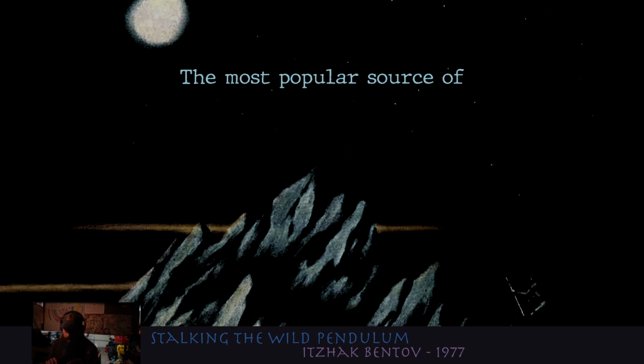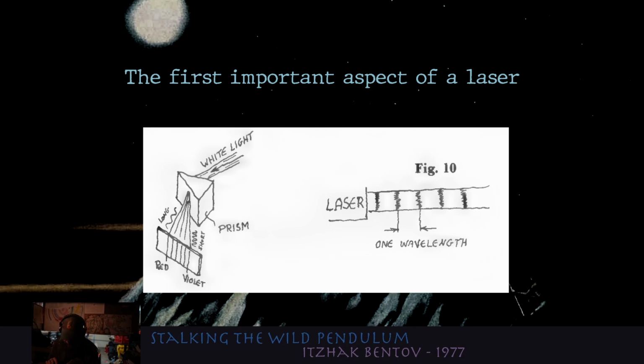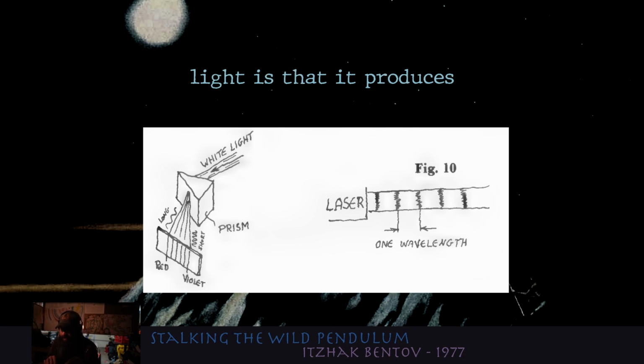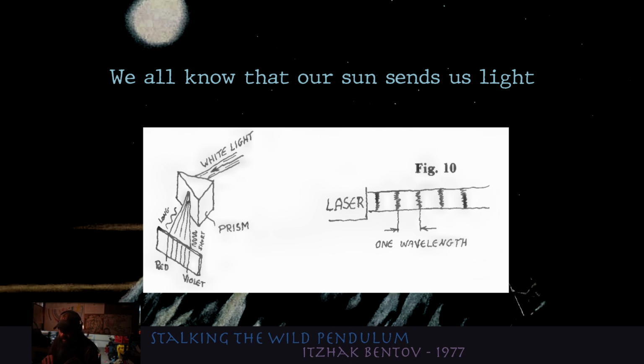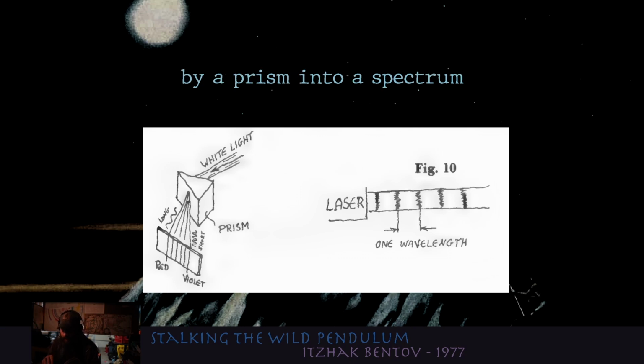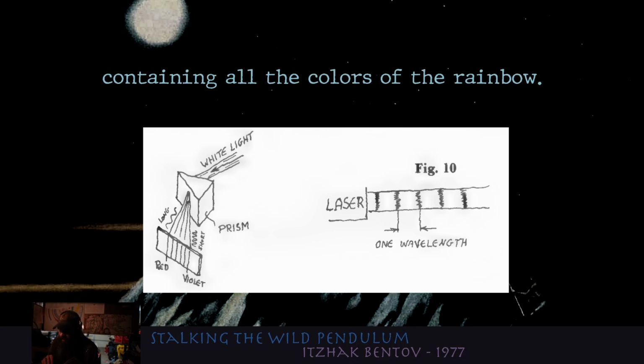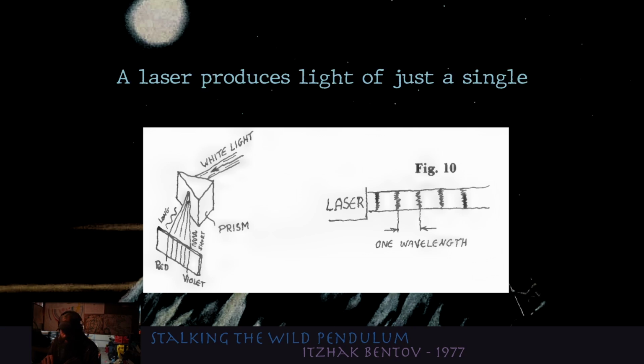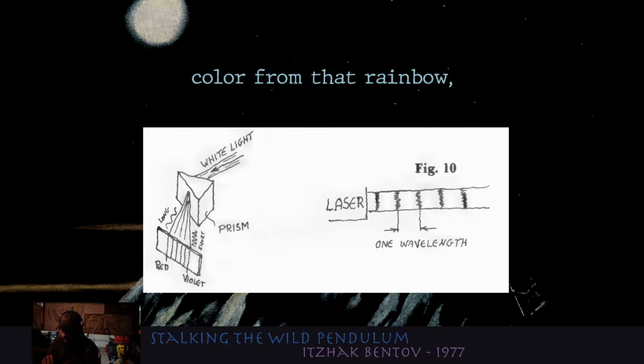The most popular source of coherent light is a laser. The first important aspect of a laser light is that it produces light of a single frequency. We all know that our sun sends us light that can be broken down by a prism into a spectrum containing all the colors of the rainbow. A laser produces light of just a single color from that rainbow, which we call monochromatic light.